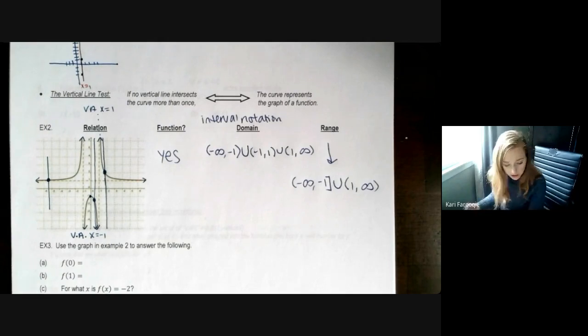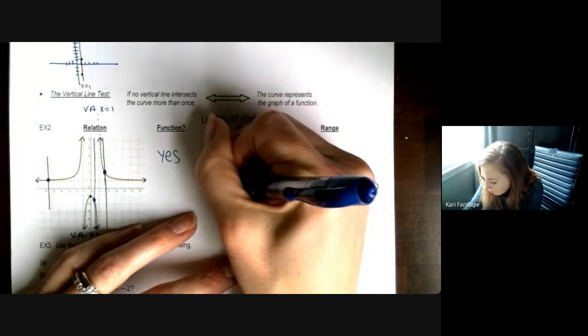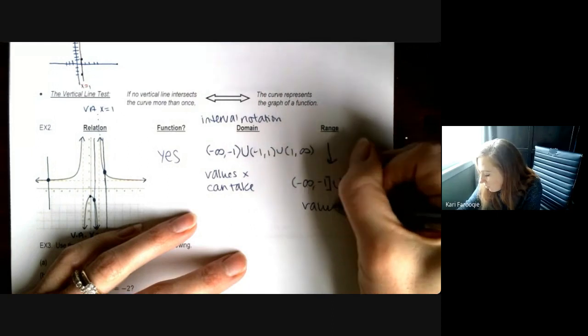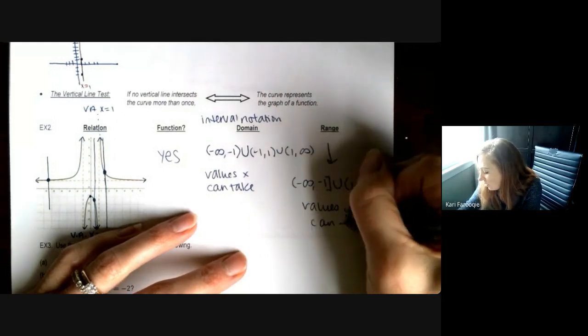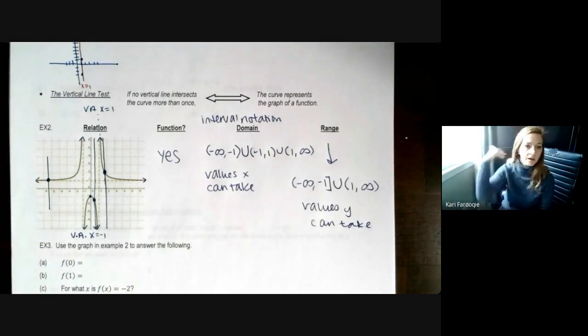So remember that the domain is the values x can take on, and the range would be the values that y can take. All right, so that's that.